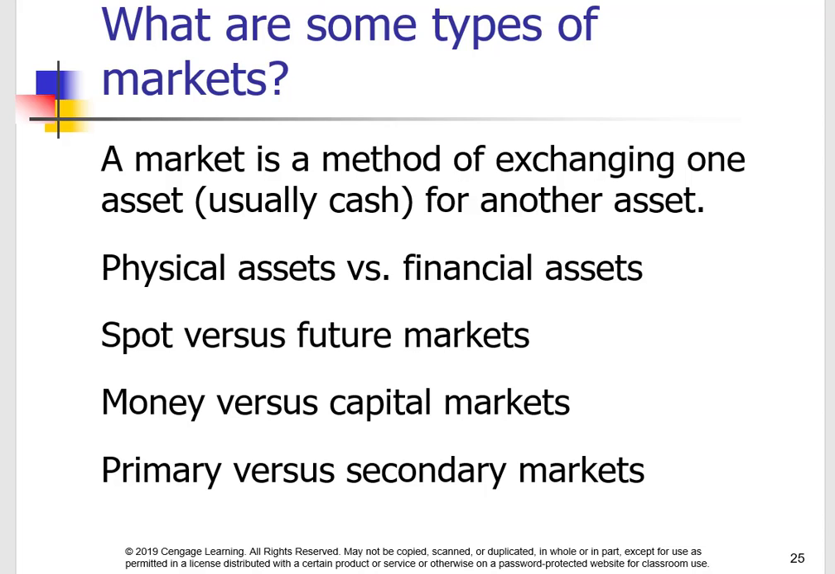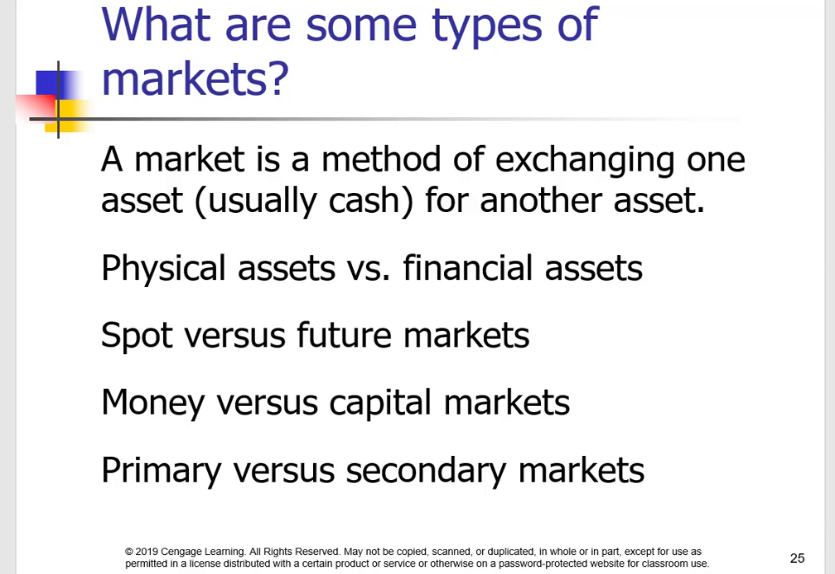In this video, we're going to talk a little bit more about the marketplace itself. So what are the different types of markets? Well, a market is just a place, sometimes a computer network, but it's a place where we can exchange one asset for another asset. That's what a market is. I think everybody understands the concept of what a market is. But assets have a variety of different ways of classifying them.